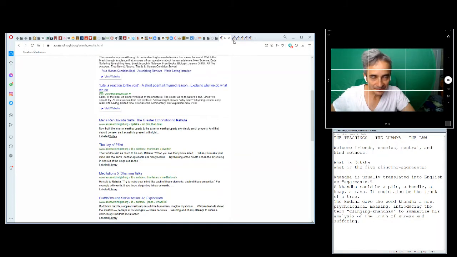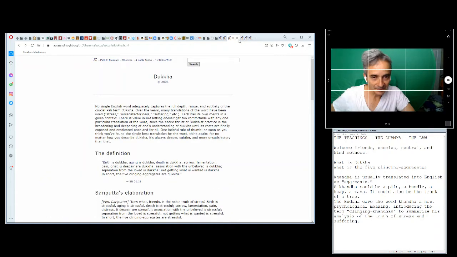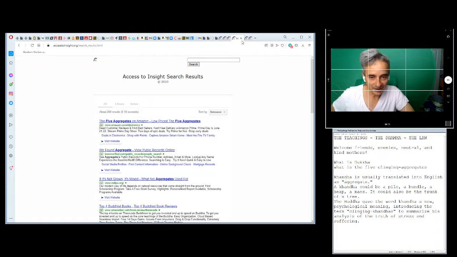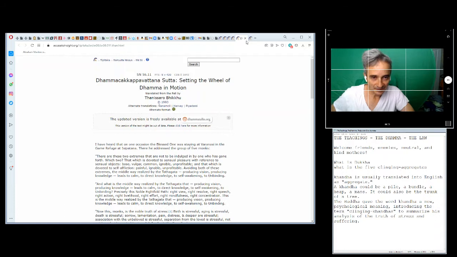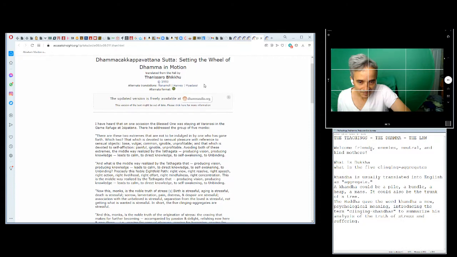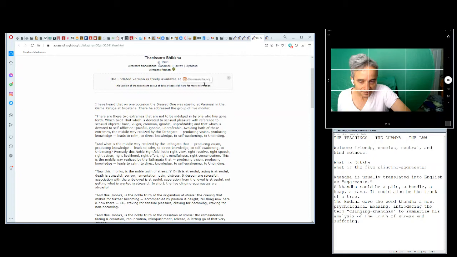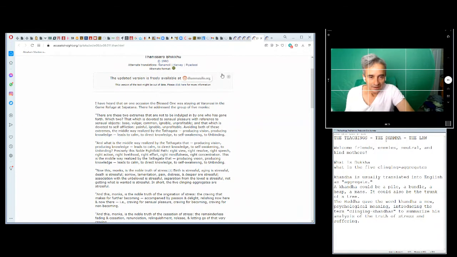What I was trying to... SN 56.11. Setting the Wheel of the Dharma in Motion. Huh. This is an important teaching right there.